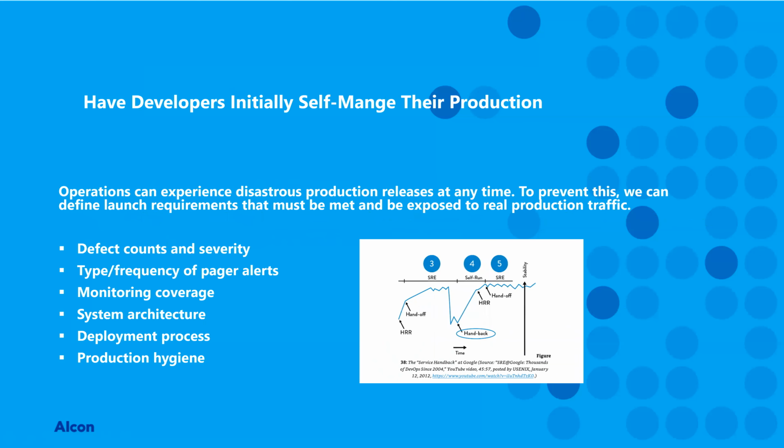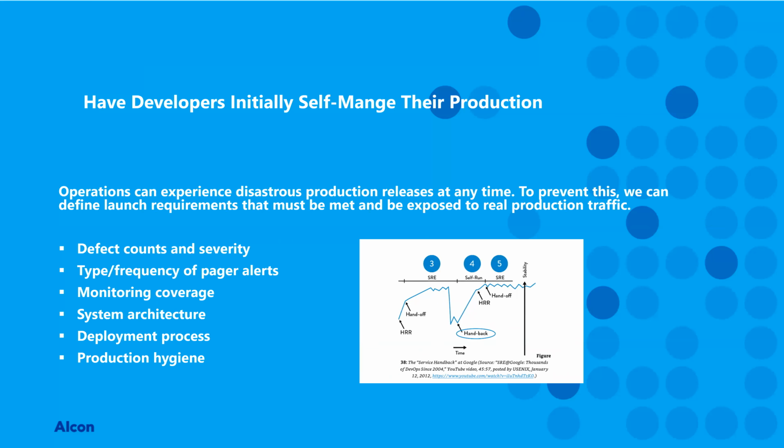Have developers initially self-manage their production. Operations can experience disastrous production releases at any time. This is very true. To prevent this, we can define launch requirements that must be met and be exposed to real-time production traffic. We need to do this to track defect counts and severity, to get an idea of what that would be like, and the type and frequency of the page alerts. This will help us in developing better telemetry.